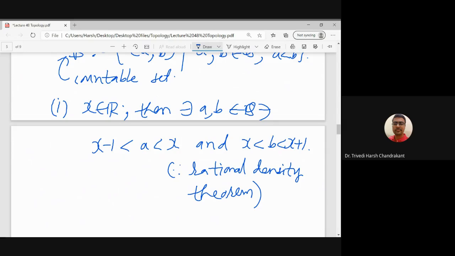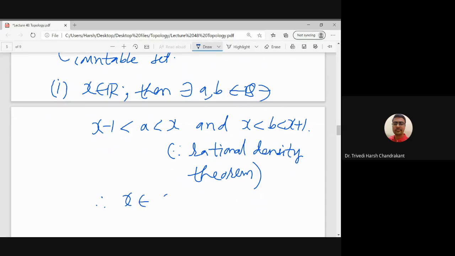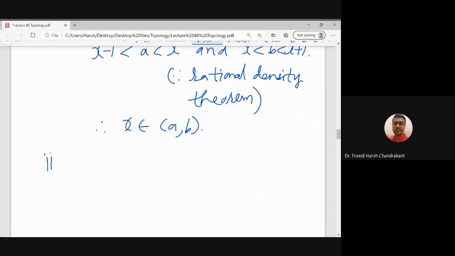What is the rational density theorem? It says that if you take any two distinct real numbers, there is always a rational number in between them. So x and x minus 1 are distinct real numbers, so there is always a rational number in between them. And a is less than b because a is less than x less than b, right? So therefore x belongs to the open interval (a, b), and a and b are rational numbers. So this is the first part, that this is a basis.